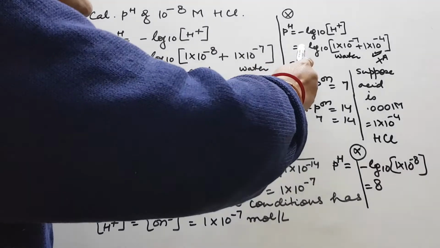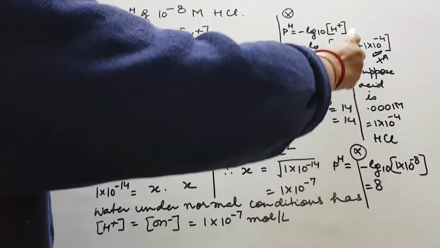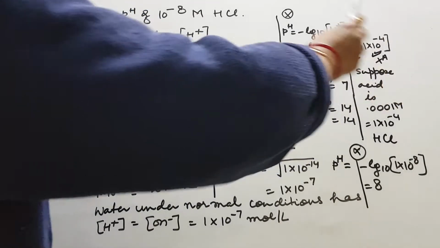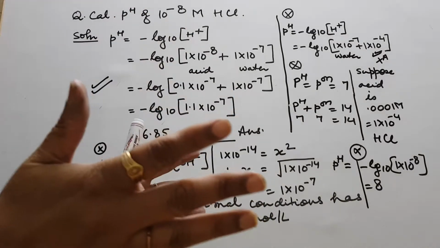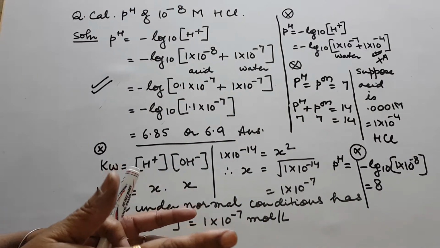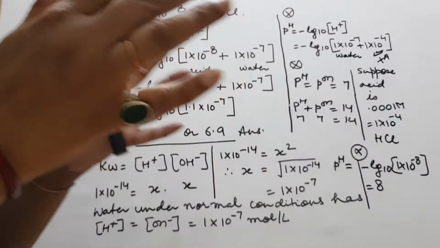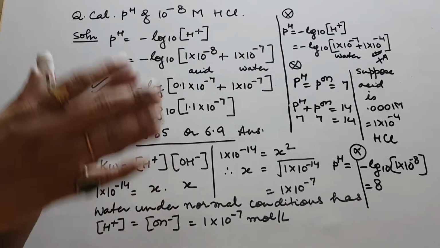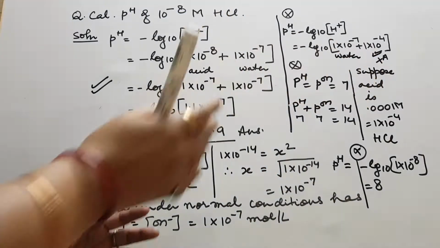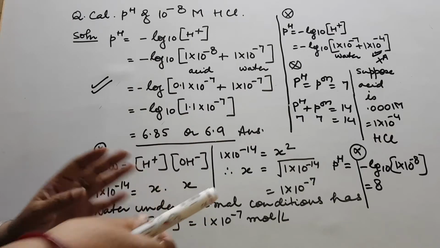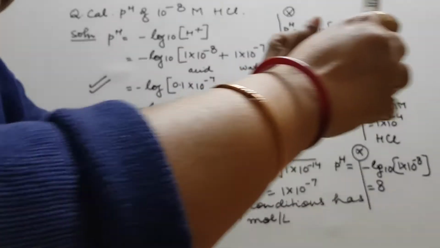So total H plus ions will be 10 to the power minus log base 10, coming from water as well as coming from acid. You will say why so? Children, we have a solution. Solution will have water as well as acid. So both are giving us H plus ions. Water also will give us H plus ions as well as acid will also give us H plus ions. So you will say from where you got these values? I will come to that point slightly later.